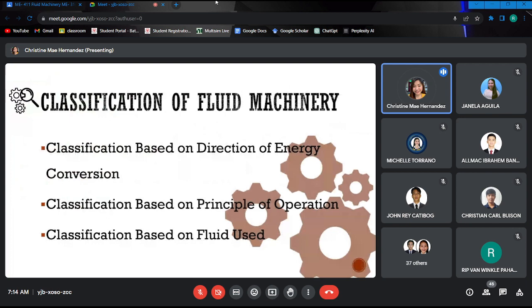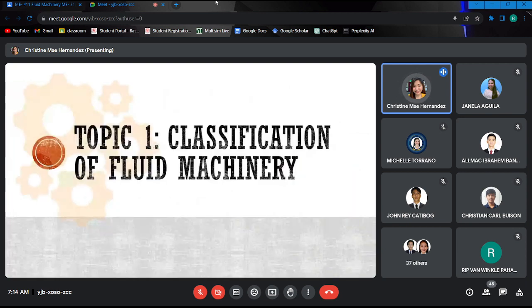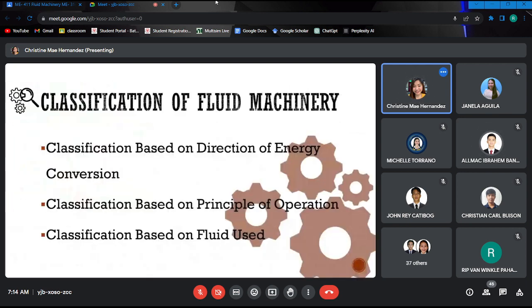Now there is a classification of fluid machinery. There are three classifications of fluid machinery. First is the classification based on the direction of energy conversion. Second is the classification based on the principle of operation. And lastly is the classification based on fluid use.